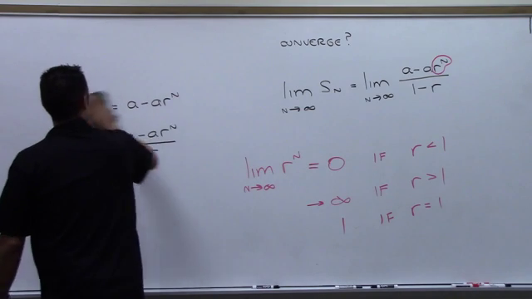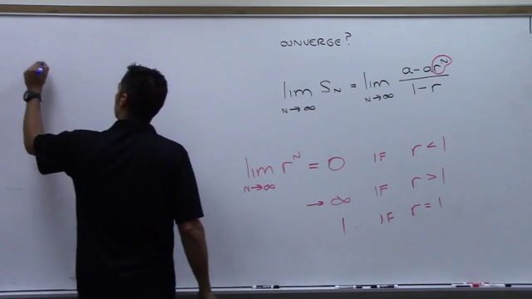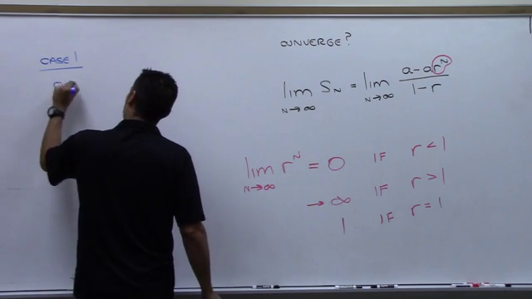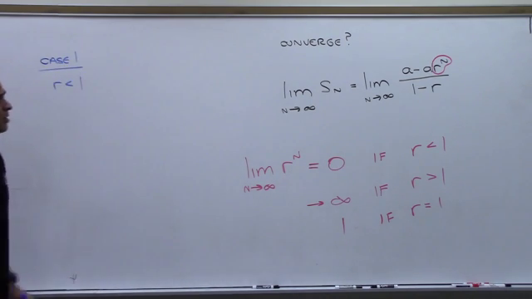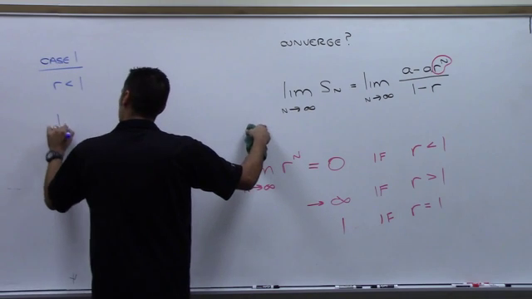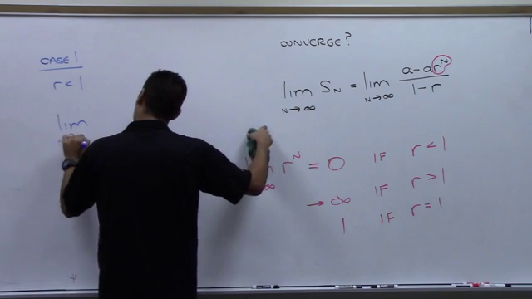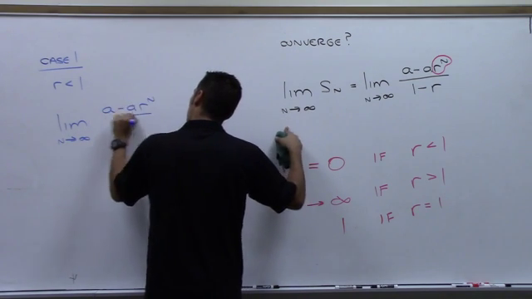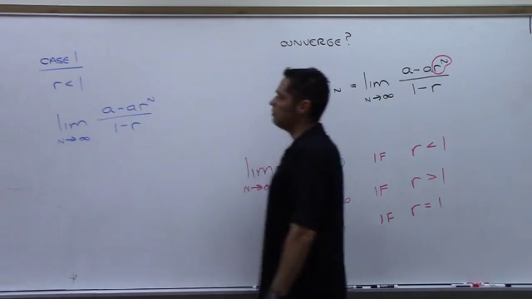Let's look at this S sub n. Let's take some cases. Case 1, r is less than 1. If r is less than 1, what is the limit as n goes to infinity of (a minus a r to the n) over (1 minus r) going to be equal to?